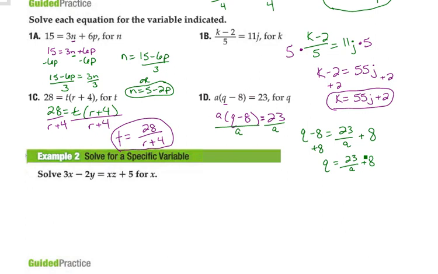Again, read it in your mind. Figure out what the operations are. Zone in on that one variable you're trying to solve for and undo all of those operations around it. Doesn't matter if it's a variable or if it's a number. Just undo those operations. Okay, looking at example 2, we have solving 3x minus 2y equals xz plus 5.